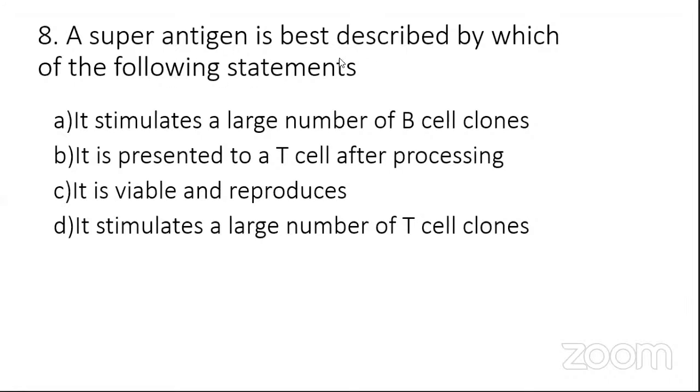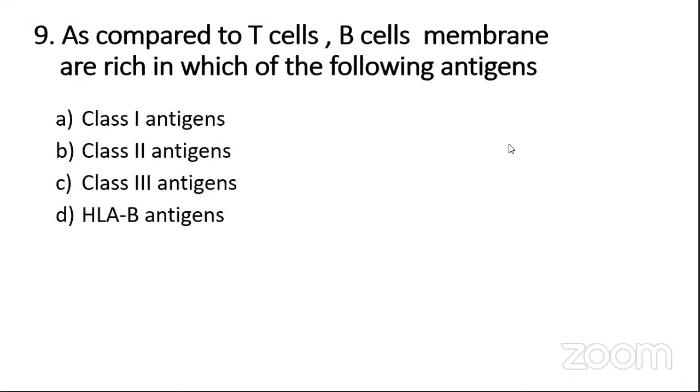A super antigen is best described by which of the following statements? It stimulates a large number of B cell clones. It is presented to a T cell after processing. It is viable and reproduces. It stimulates a large number of T cell clones. Option D. D. It stimulates a large number of T cell clones.